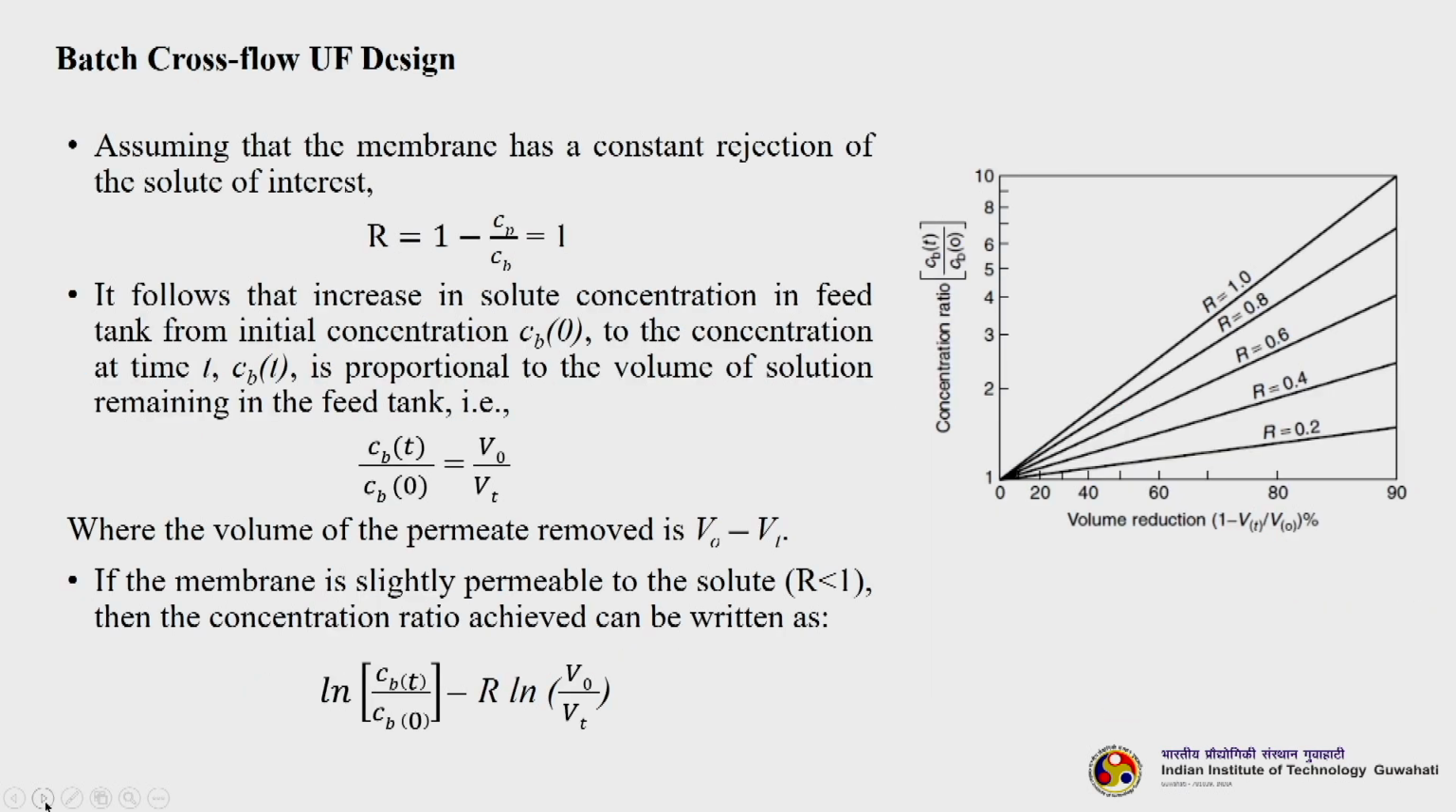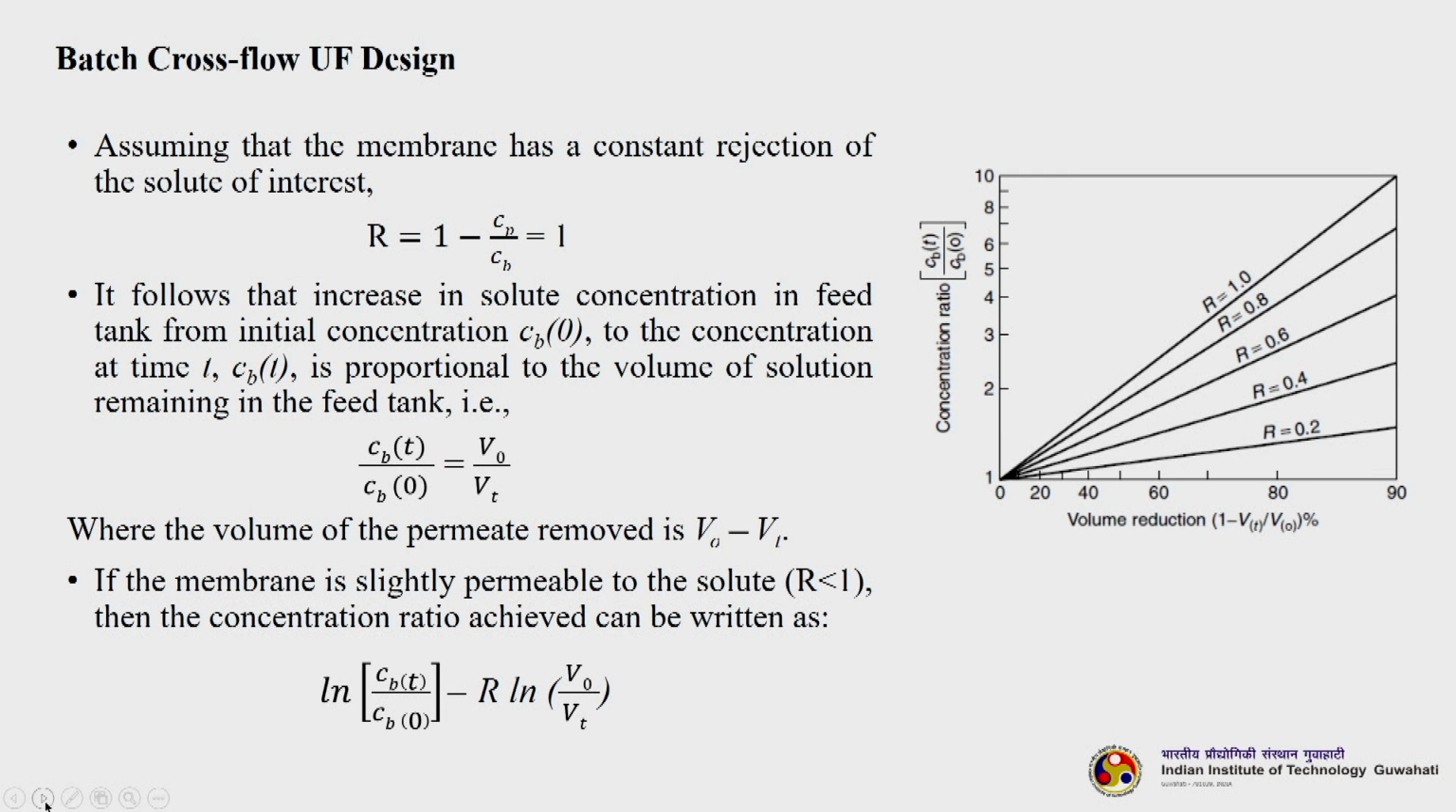Now, let us understand the design of a batch cross flow system. So, let us assume that the membrane has a constant rejection of the solute of interest. That means R equals 1 minus Cp by Cb, that is equal to 1. So, Cp is the concentration of the solute in the permeate, Cb is the concentration of the solute in the bulk or feed, you can see.